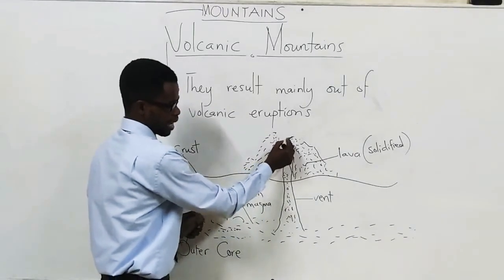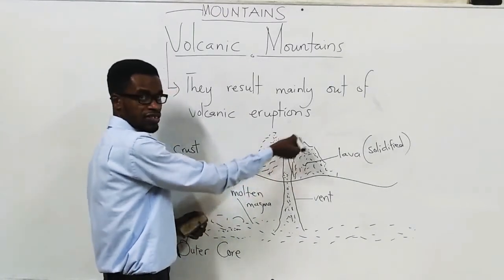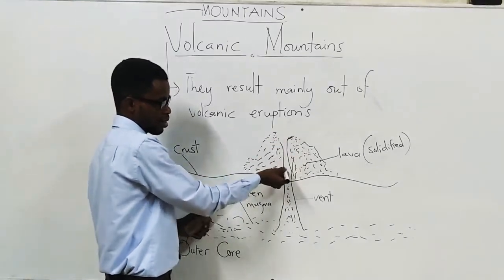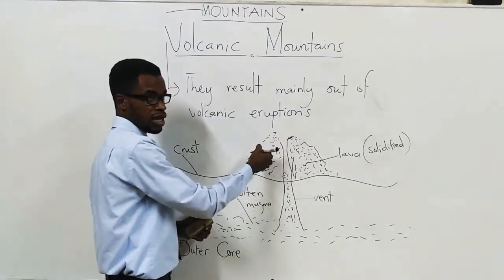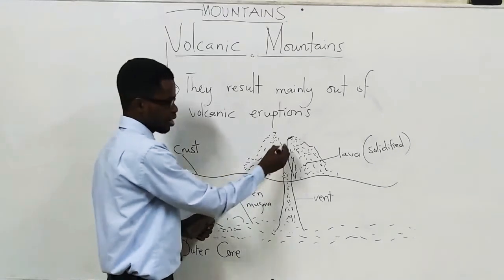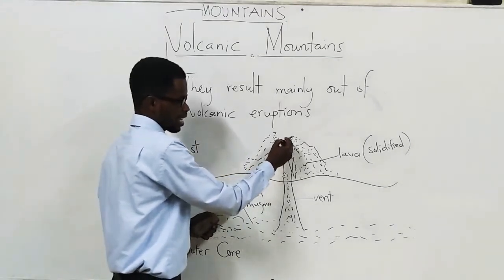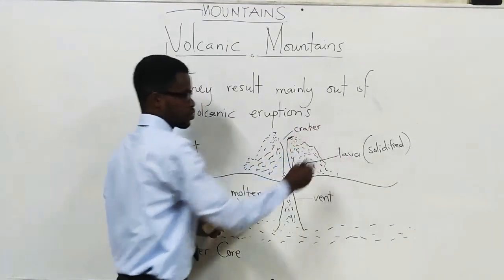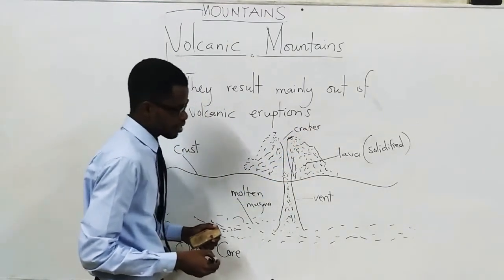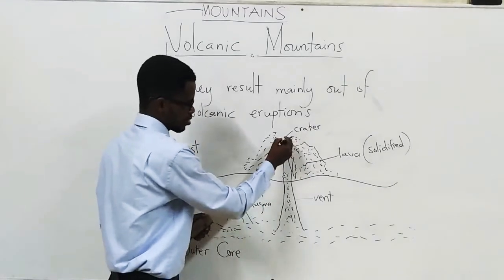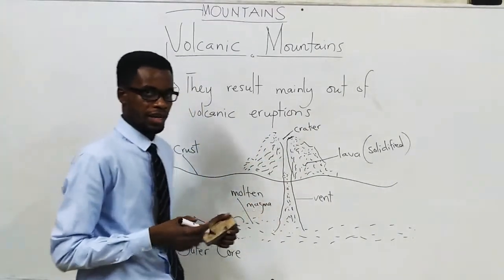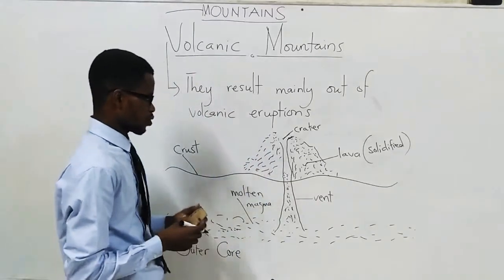Now, the exit of that on the surface of the crust, any part of it that the magma is able to penetrate through and pour out as lava, that hole or that exit point is called a crater. So we have a crater over there. That is the mouth or the exit point of the magma. Then it pours on the surface.